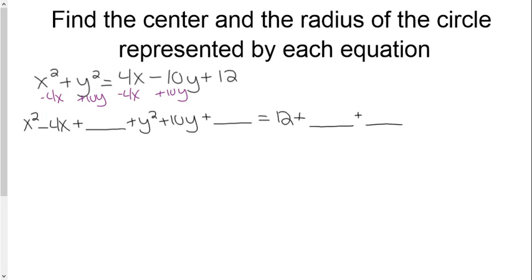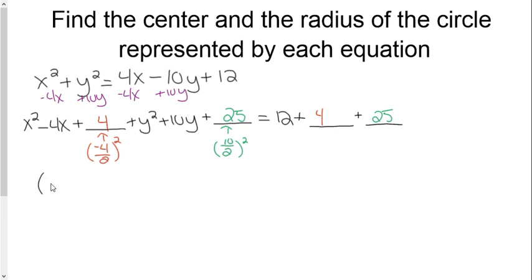So to find this number right here, we take our number right here, negative 4, divide that by 2, and we square it. So negative 4 divided by 2 is negative 2. Negative 2 squared is just 4. Well, that was easy, so we add 4 to both sides. Do the same thing for this number right here. So this number came from number attached to the y, which is 10, divided by 2, squared. So 10 divided by 2 is 5. 5 squared is 25. So we add 25 to both sides.